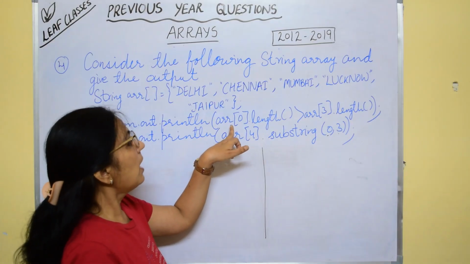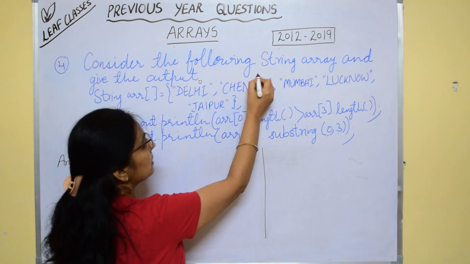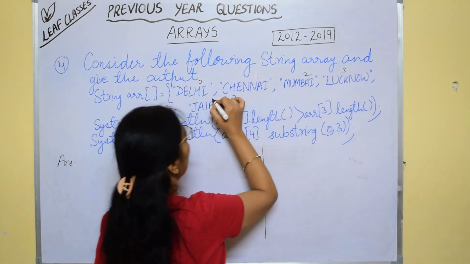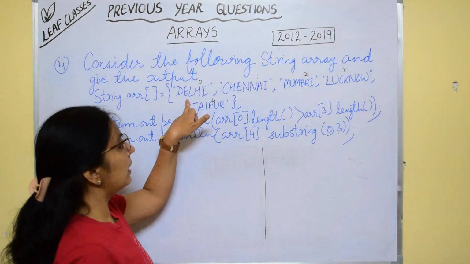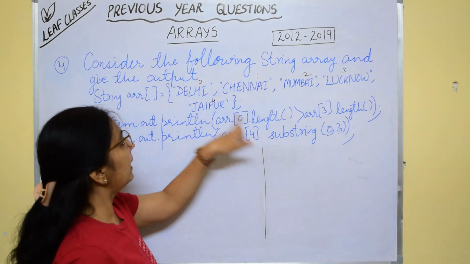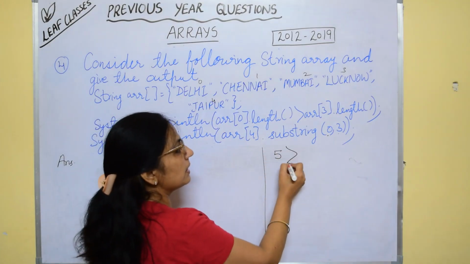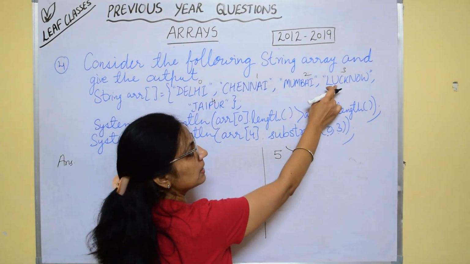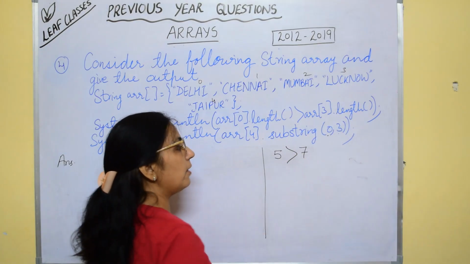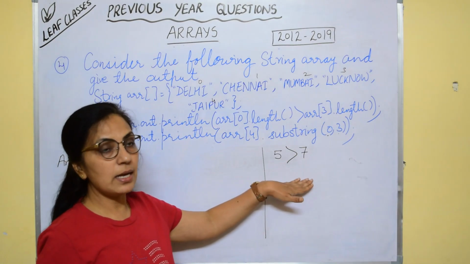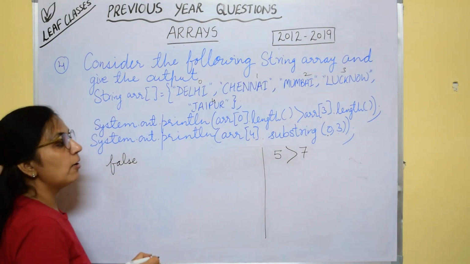First let's see ARR 0 dot length. ARR 0, we know that the first subscript of the array is 0, 1, 2, 3, 4 like this. So ARR 0 is Delhi, length of Delhi is 5, greater than ARR 3 which is Lucknow, and the length of Lucknow is 7. 5 greater than 7, it is false. So the answer of the first statement will be false.